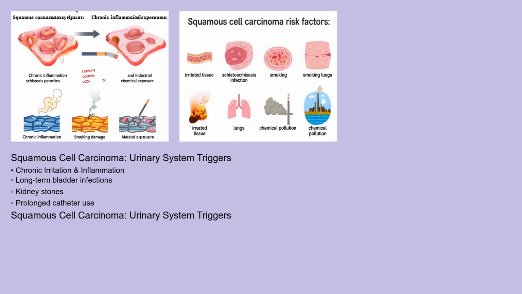Smoking is another major culprit, as the carcinogens in cigarette smoke are filtered through the kidneys and excreted in the urine, exposing the urinary tract lining to harmful chemicals. Finally, exposure to certain industrial chemicals, like those used in dye manufacturing, can also elevate the risk.